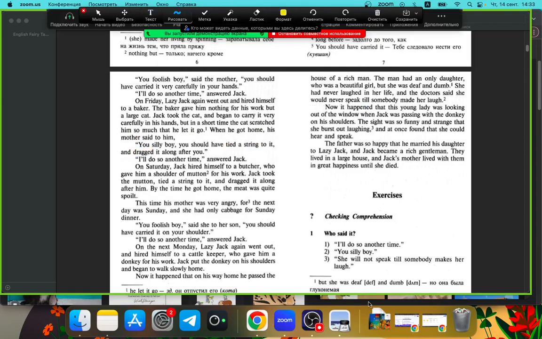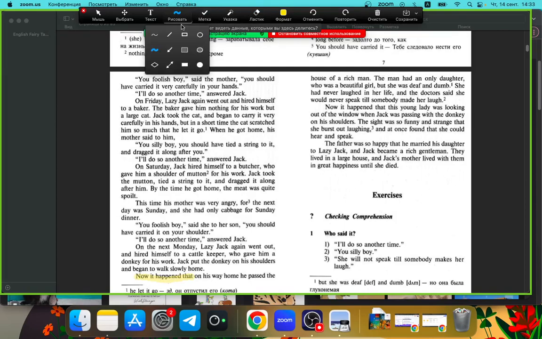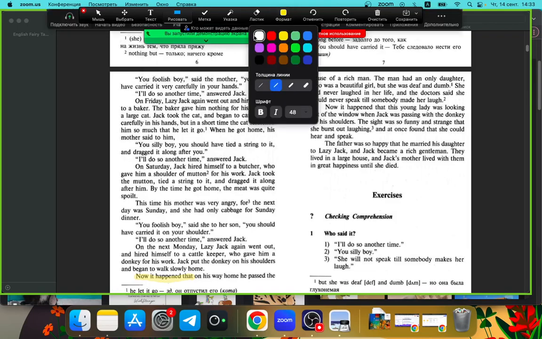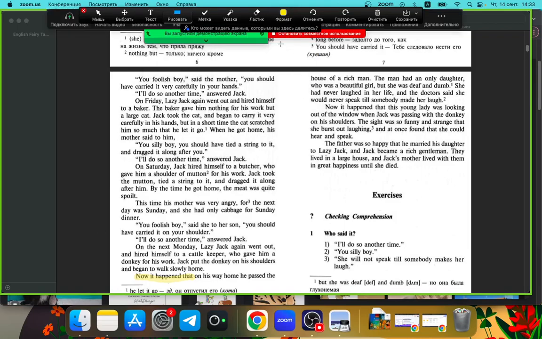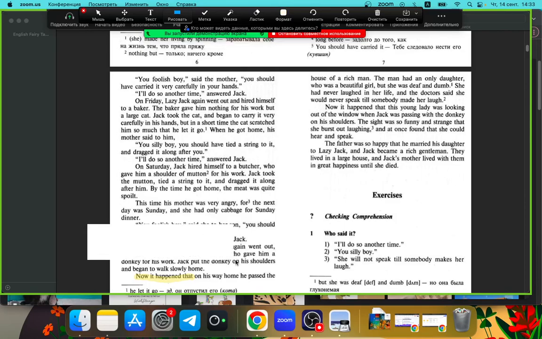Next word combination that I'd like you to write down in storytelling. Now it happened then. On his way home, he passed the house. So he passed the house of a rich man. You have to write down this very sentence. Now it happened so, yeah.